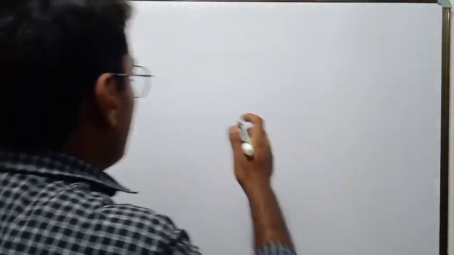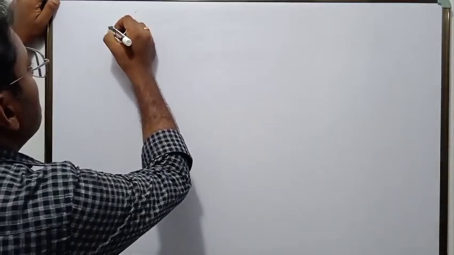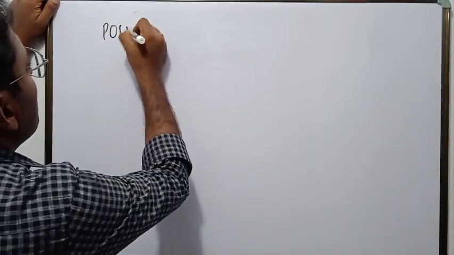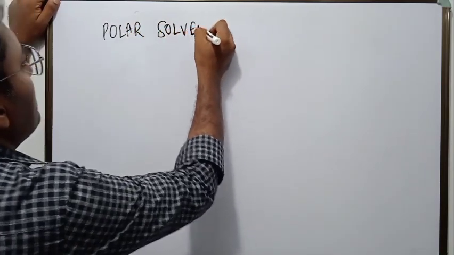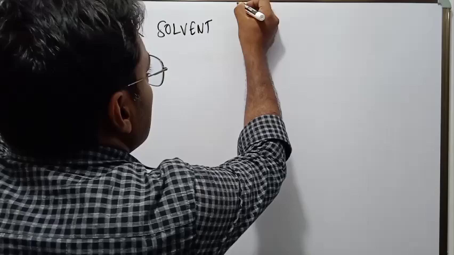But before seeing the solvents used in SN1 and SN2, let us look at what are the types of solvents that we encounter in organic chemistry. So mainly there are two types of solvents. The first is a polar solvent, and the second is a non-polar solvent.